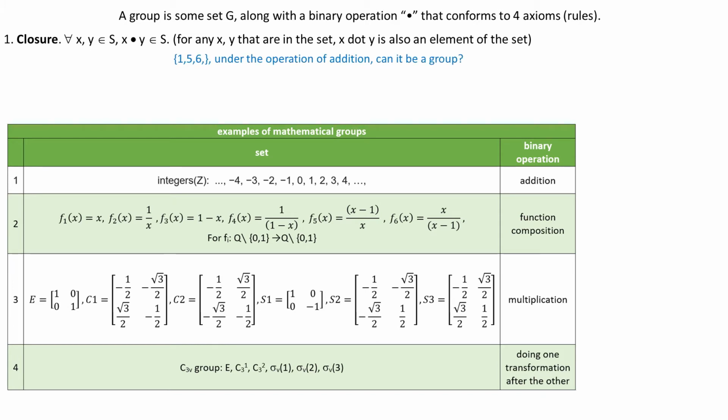Can this be a group? Well, 1 plus 5 is 6, but for instance, 5 plus 6 is 11. 11 is not an element of the set, so no, this cannot be a group. We don't even need to look at the other requirements. The first is not met, so this set under addition doesn't form a group.